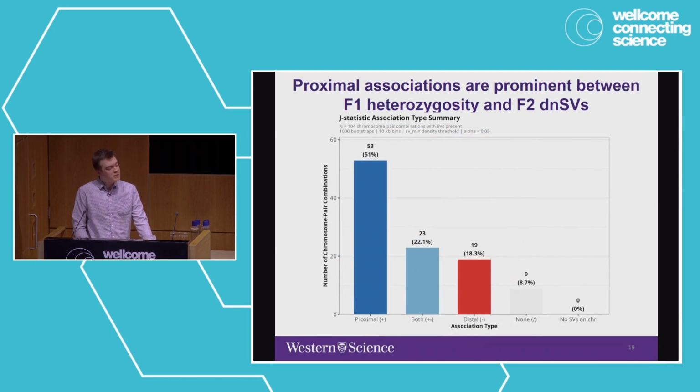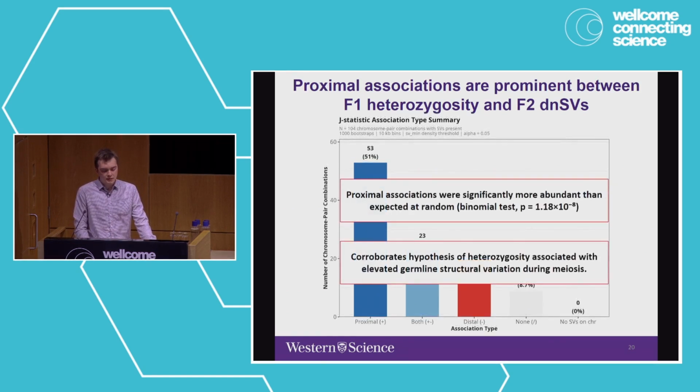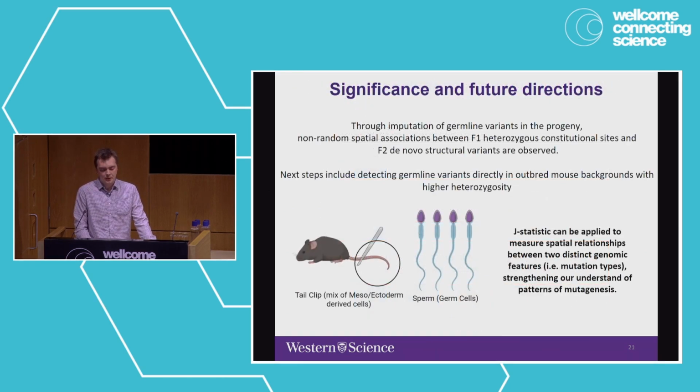Overall, around 51% of these non-random associations were observed to be proximal, as well as 22% being both, really showing the complexity of the spacing, though demonstrating that the proximal associations were significantly more abundant than expected at random, with evidence that corroborates this hypothesis of heterozygosity that associates with elevated local germline structural variation.